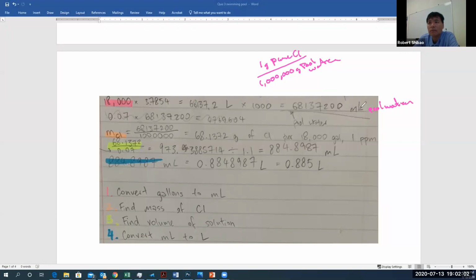And so how did you get from milliliters of pool water to grams of pool water? Because that's what we're using here. And so you didn't show me that step. Maybe you did it, maybe you didn't. If you didn't do it, you're going to be in trouble because you got lucky.